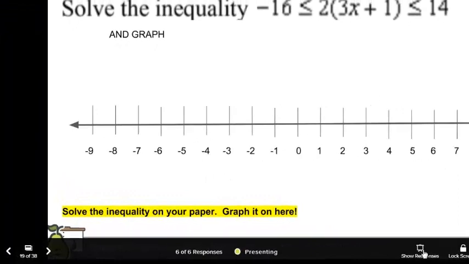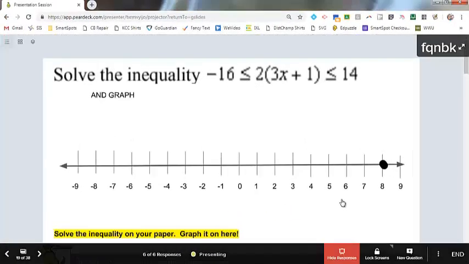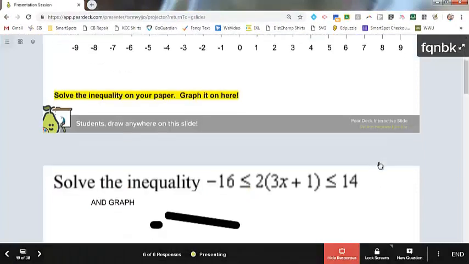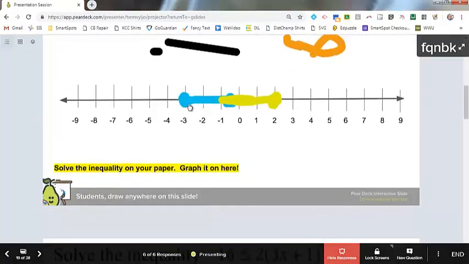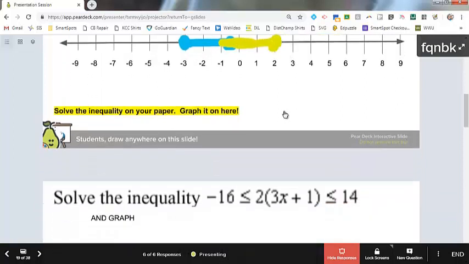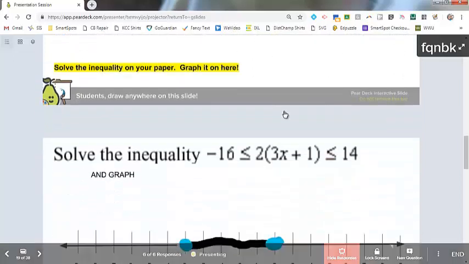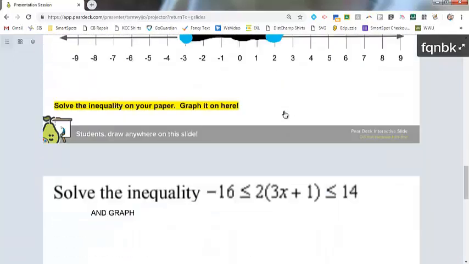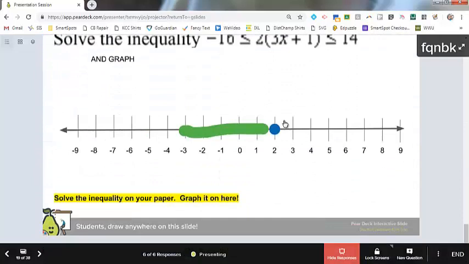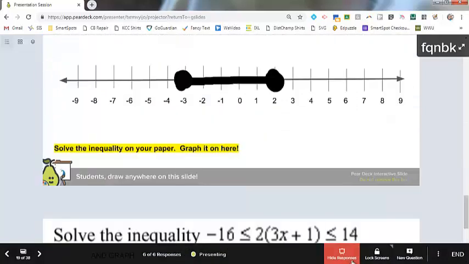Okay, so let's see what we've got here. I have a dot over here at 8. I have closed at 3, closed at 2, and in between. I have between -3 and -1, it looks like. -3 and 2, -3 and 2, -3 and 2, all right.